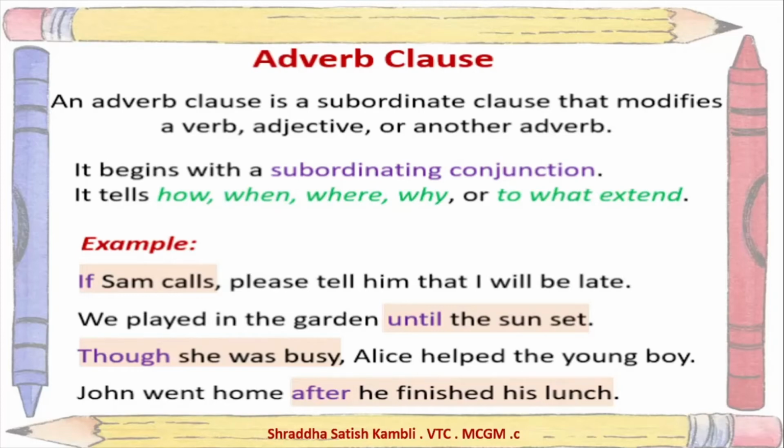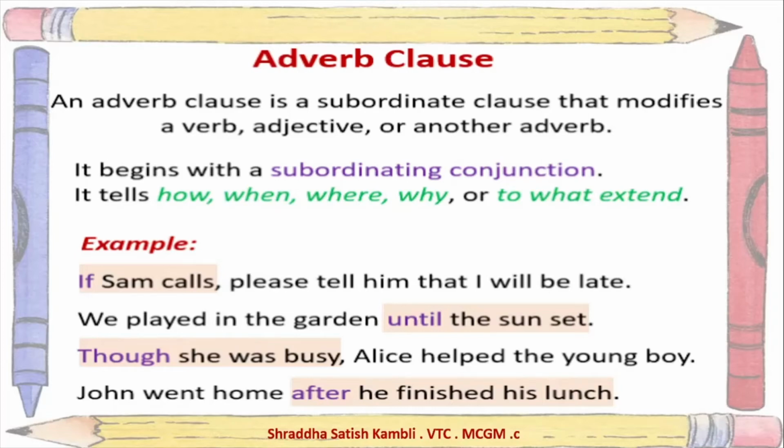We played in the garden until the sun set. So we played in the garden. Till when did we play in the garden? It's talking about the verb. Until the sun set. So we're talking about a time. Okay. Though she was busy, Alice helped the young boy. So Alice helped the young boy. But there was a condition, there was a concession. She was busy. In spite of that, she helped the young boy.